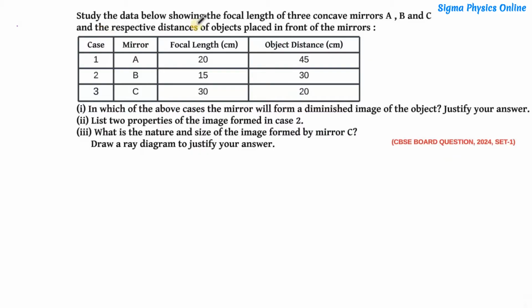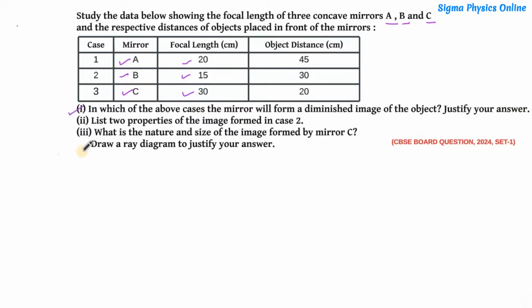The next question says, study the data given below showing the focal length of three concave mirrors A, B and C and the respective distances of objects placed in front of the mirrors. So here we have three mirrors A, B and C having their respective focal lengths, and there are objects placed at different distances from the pole of these mirrors. We have to analyze this data and solve the questions.